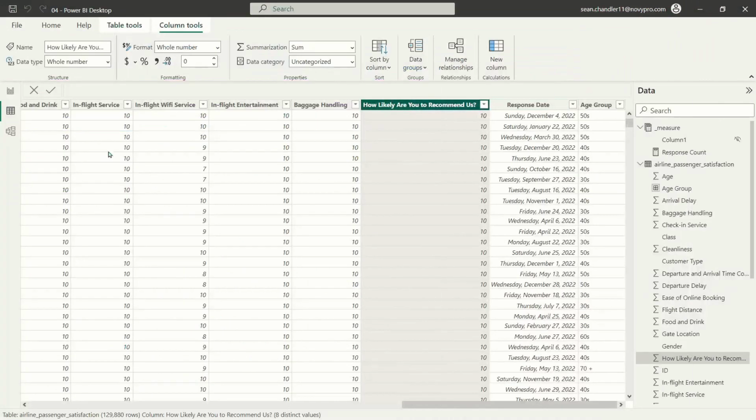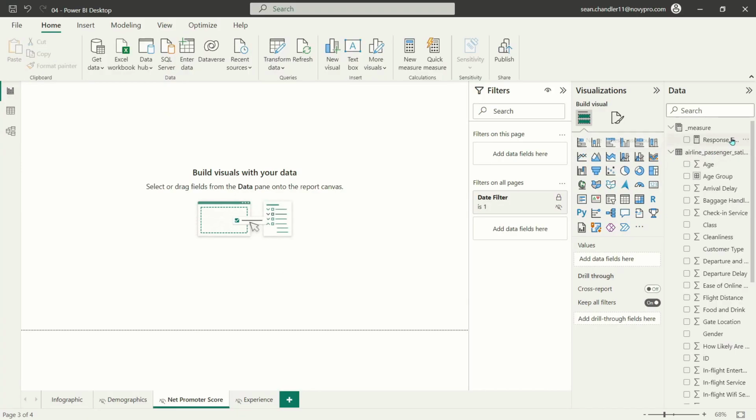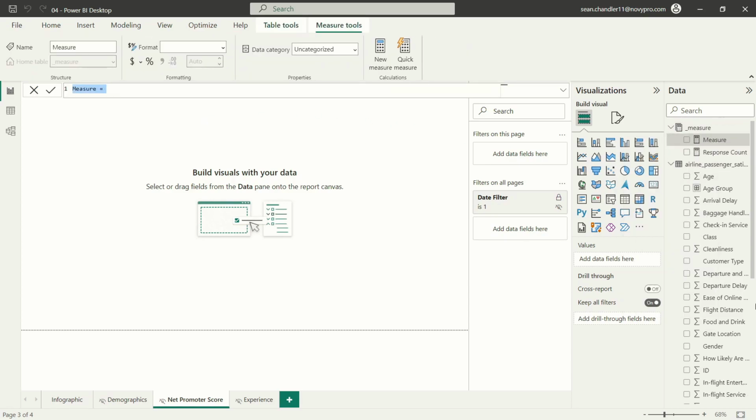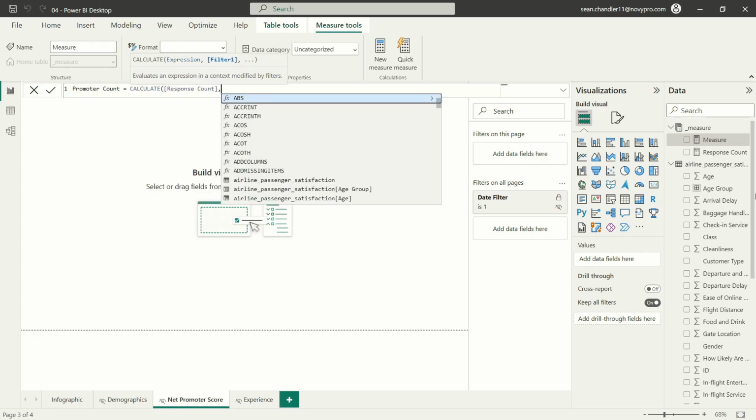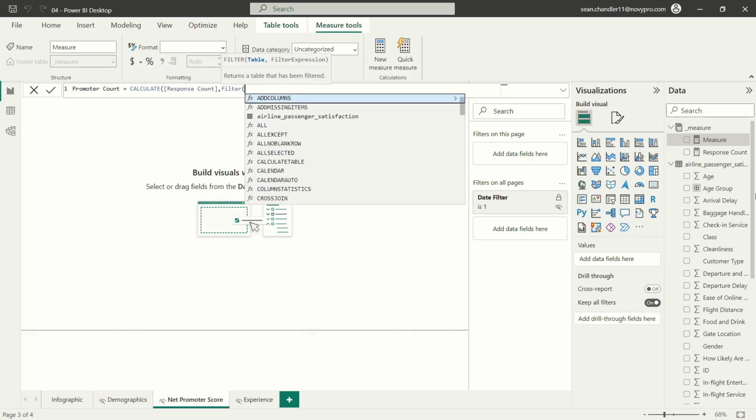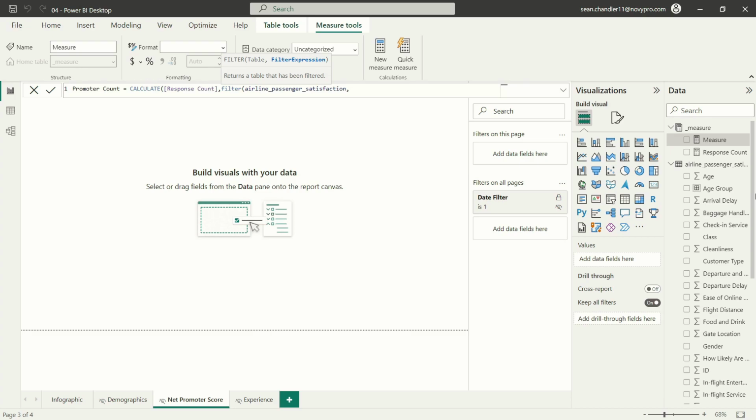So let's go ahead and head back to Power BI, and we're going to start actually calculating the DAX measures for promoters, passives, detractors, and NPS. So let's start by finding our promoters. This is just going to be a promoter count, and we can just reference our response count formula that we already created. But this time we're going to filter our airline passenger satisfaction data based on how likely are you to recommend us being greater than or equal to 9.